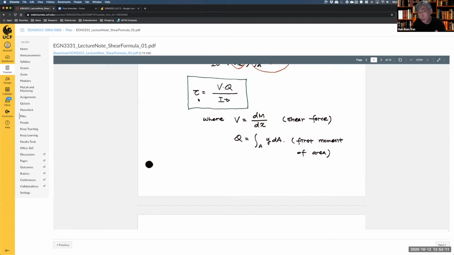This is very different from your bending stress formula. The bending stress formula was sigma is equal to My over I. So M is given, I is fixed, y is linear, right? So the bending stress distribution is linear. The shear stress distribution is quadratic, curved. Very important.